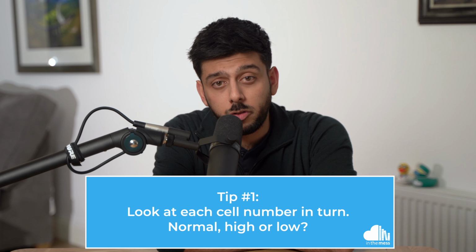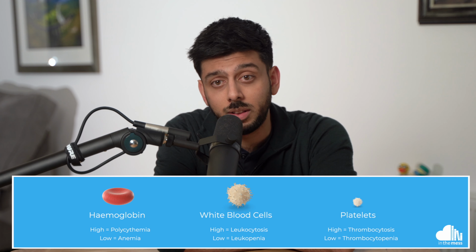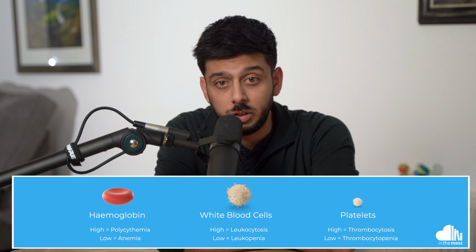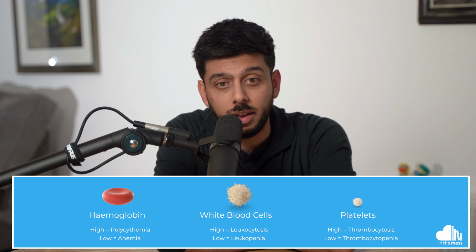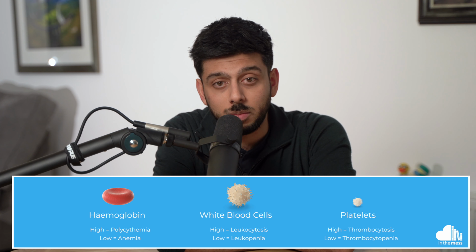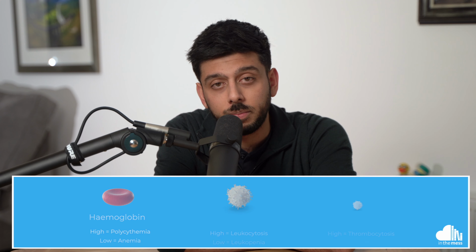Before we look at the full blood count in a bit of detail, let's talk about some general tips. Firstly, when interpreting a full blood count, look at each cell in turn. Cell numbers can be high or they can be low. For example, a high hemoglobin means polycythemia, or a low hemoglobin level means anemia. Leukocytosis is high white count, while leukopenia is a low white count. Thrombocytosis means high platelet count, whereas thrombocytopenia means low platelets.